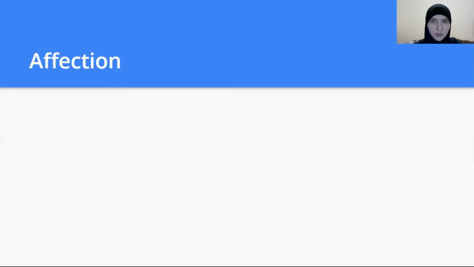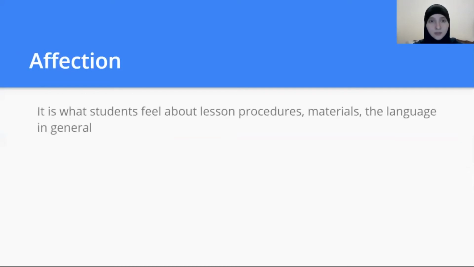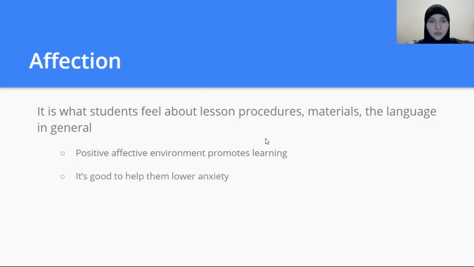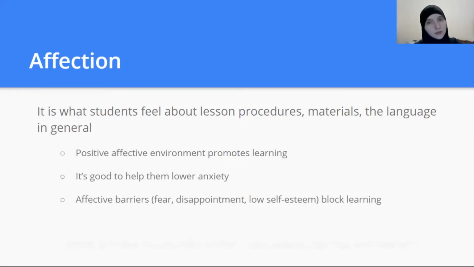I don't know why I missed this word, why I didn't understand this or that, and so forth. So basically, affection is what our students feel about lesson procedures, materials, and the language in general. And we all can agree that a positive environment promotes learning. We need to try and help our students lower anxiety, some fears, disappointment, and so on. Now, how to do that?